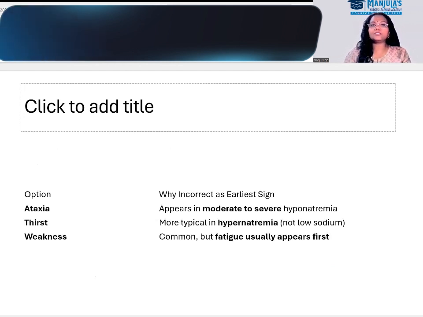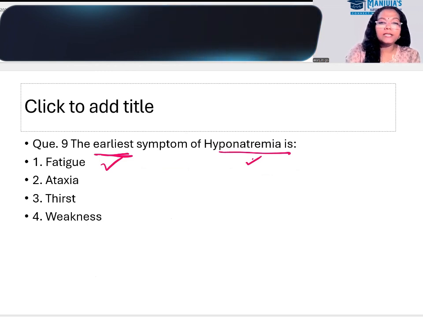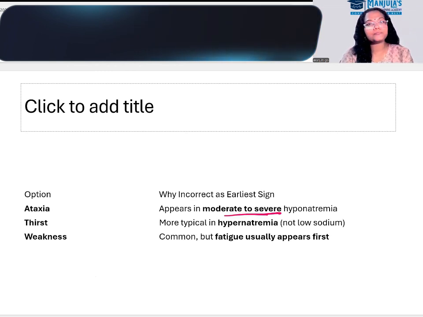And why are the other options not right? Ataxia appears in moderate to severe hyponatremia, so it is not the earliest symptom of hyponatremia. Later on it develops. Thirst is more typical in hypernatremia, not in hyponatremia. Weakness is common, but first what appears is fatigue.